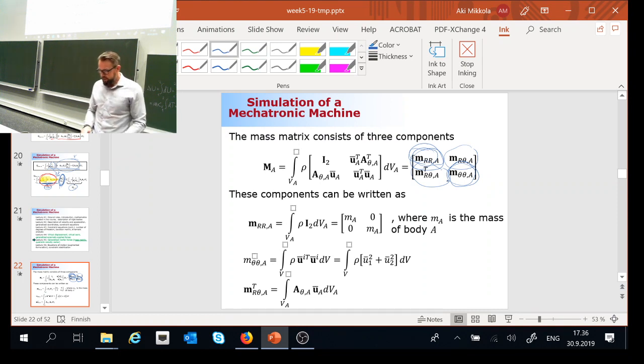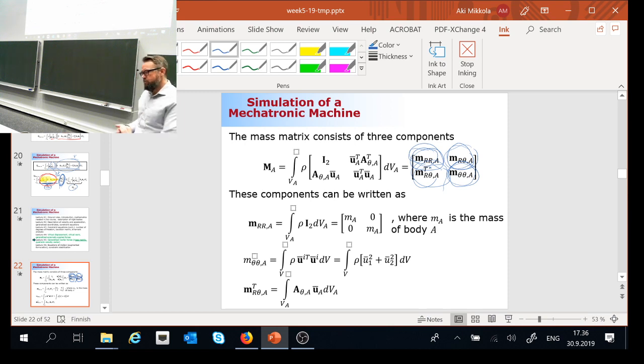Now, what is the physical interpretation of the components in the upper right corner and the lower left corner? That's the one that couples the translation and rotation. That's a little hard to understand at this time, but in a way it is associated to our quadratic velocity vector. We will get back to that a little later, but details of these components are shown here.